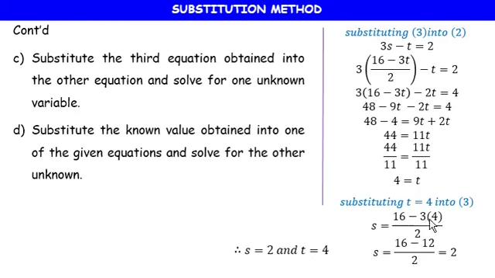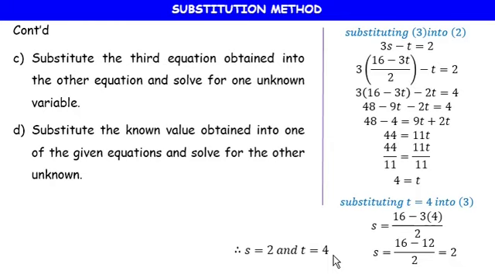So 16 minus 3 times 4 all over 2. You're going to have 16 minus 3 times 4, which is 12, all over 2. So 16 minus 12 gives us 4, and 4 divided by 2 gives us 2, right? So our s is equal to 2 and our t is equal to 4. As simple as ABC, right? So that is how to solve simultaneous equations using the substitution method.